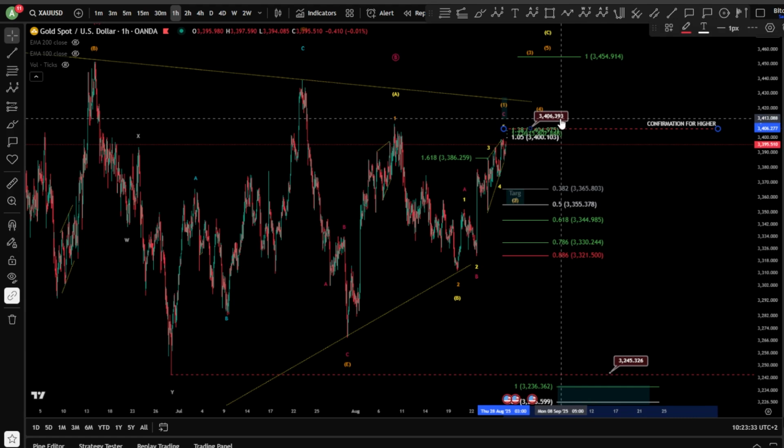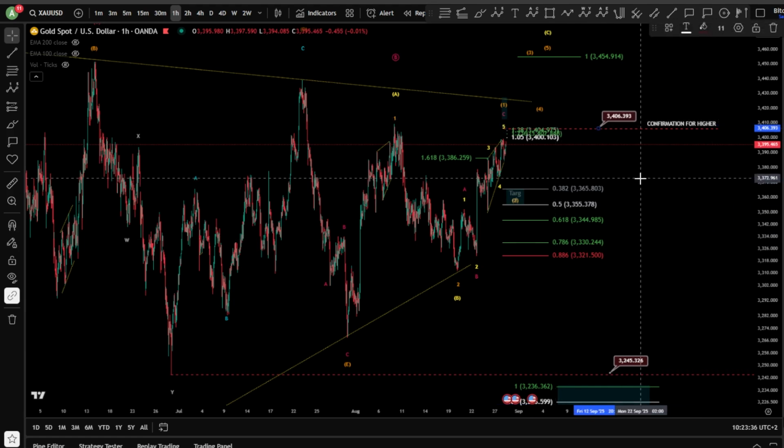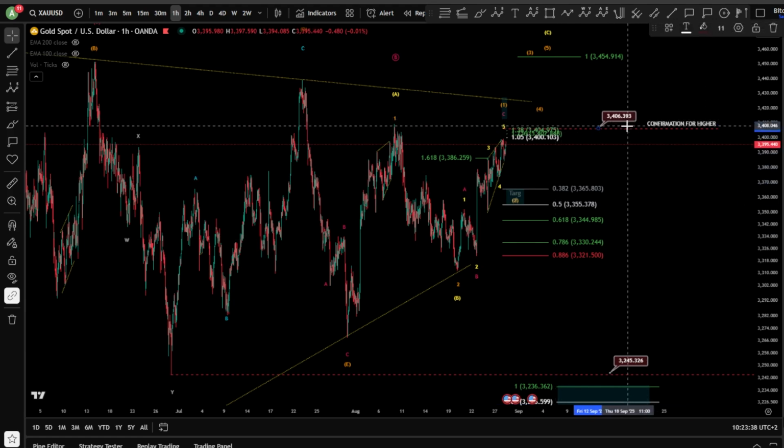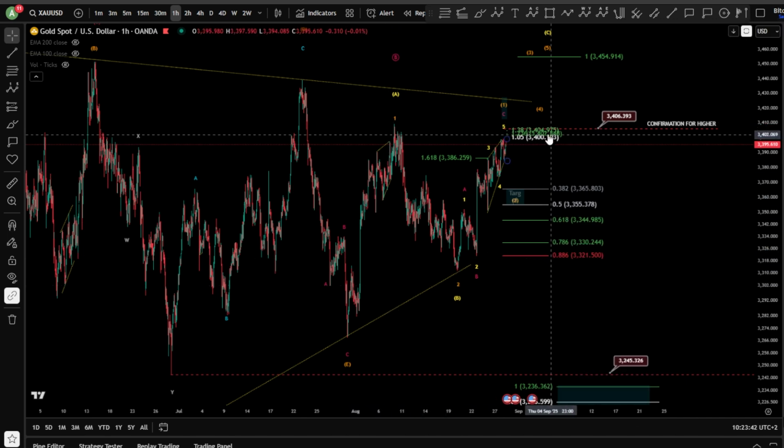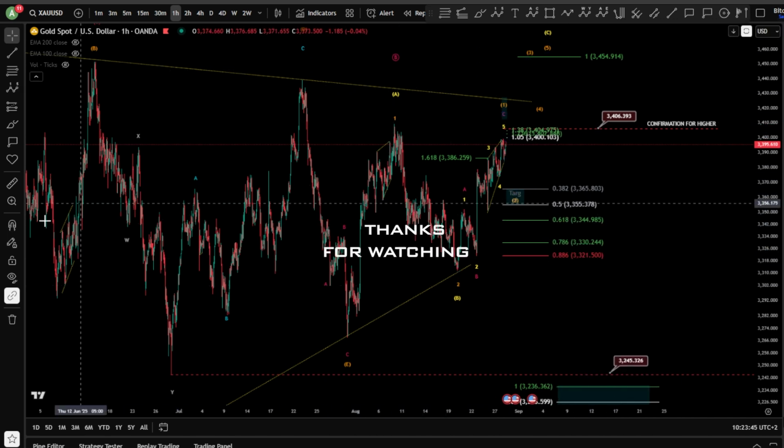Now if we want to go higher, the confirmation for higher is given over there. I would say 3,406 can be, of course, a very good signal that we can move on for the gold for higher.